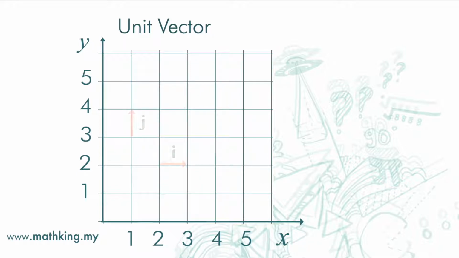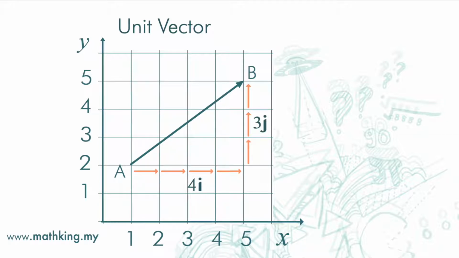Look at this vector, vector AB. The horizontal vector is 4i. The vertical vector is 3j. And the magnitude of vector AB is 5 units. What is the unit vector in the direction of vector AB?